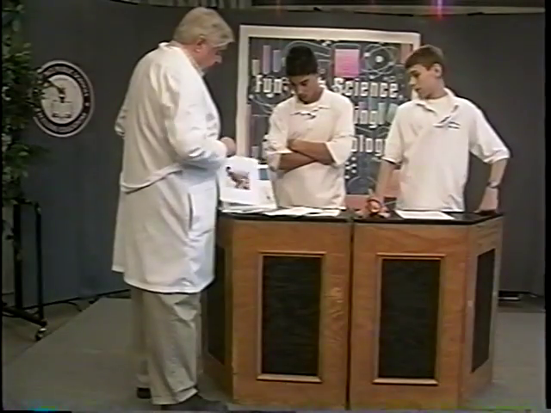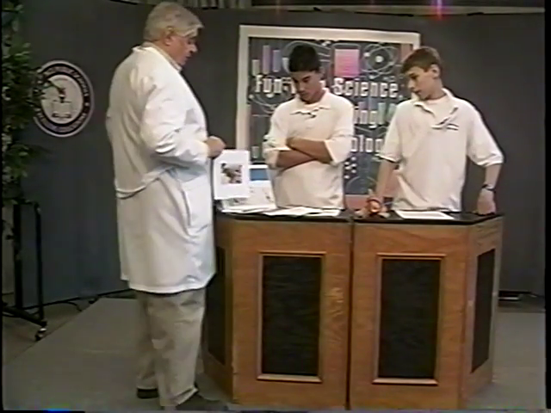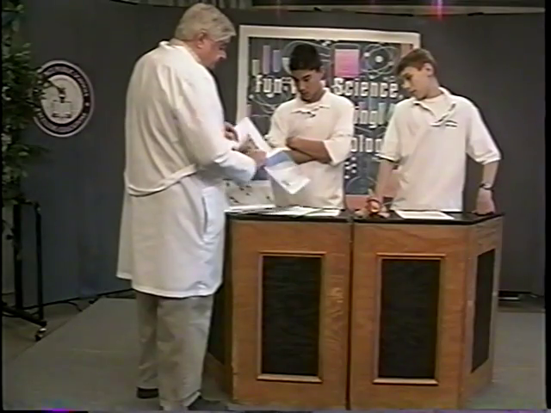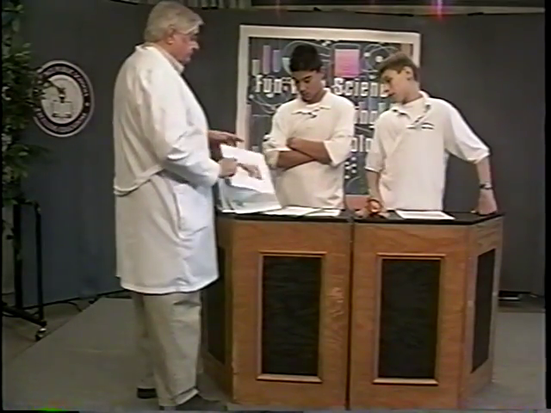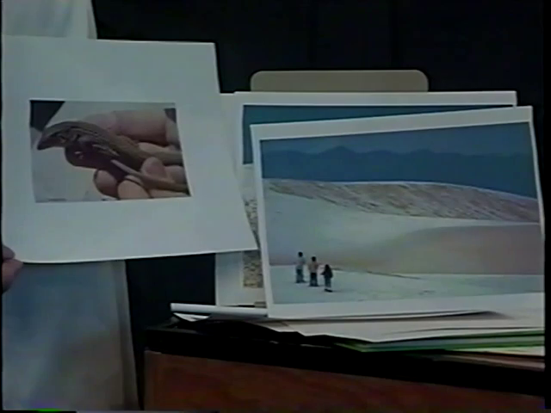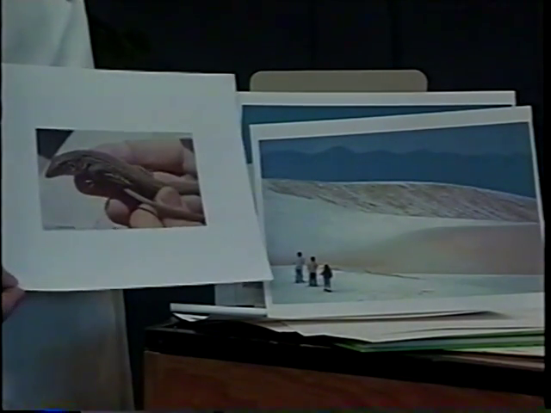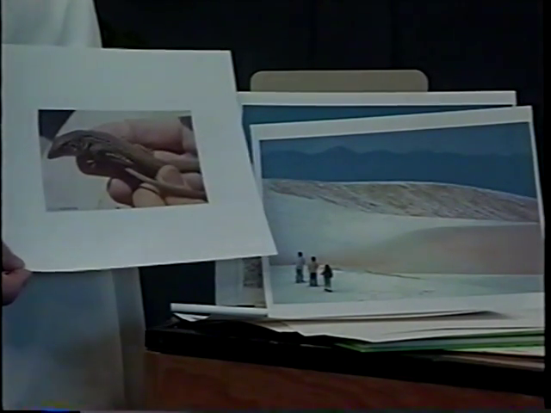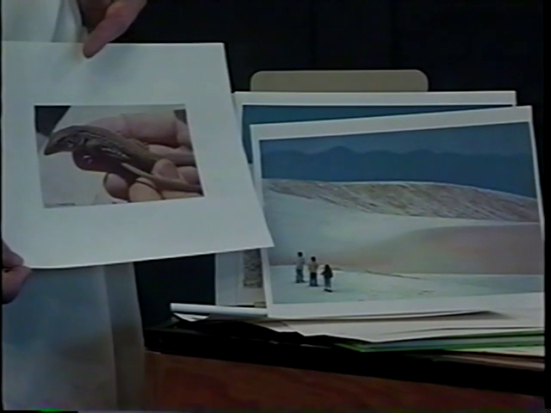But if we take him and put him out here in this white sand, the hawk comes flying along and sees this guy. He's an easy target, right? So what's going to happen to him? He's not going to last very long. So natural selection is going to get rid of him.